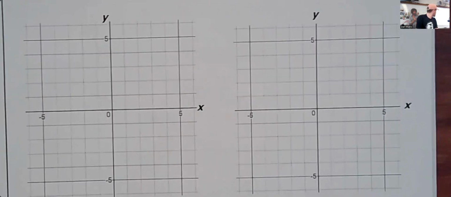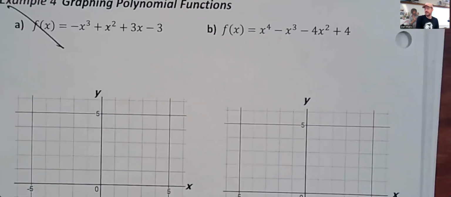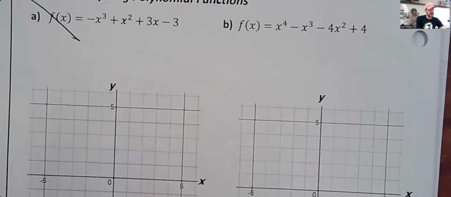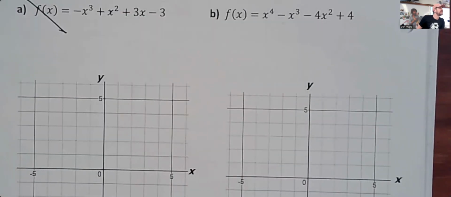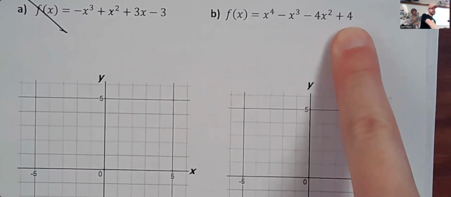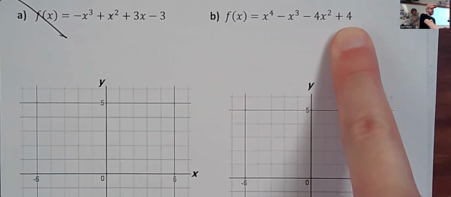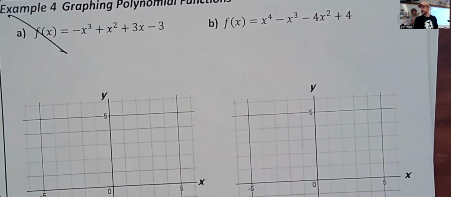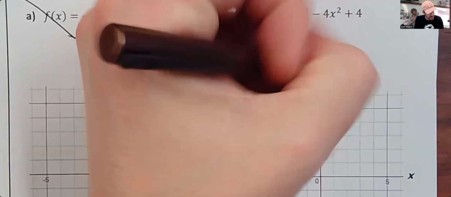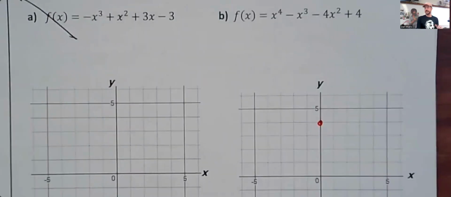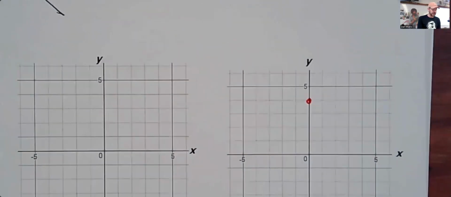So, odd or even? Even. And lead coefficient positive or negative? Positive. So that means it's going up on the left and up on the right. In general, we know that's happening. Now, just like every other graph you've ever put on a piece of paper, the y-intercept is still this number here on the end. So what's the y-intercept? 4. All right. So go up to 4 and put a point. We'll start there.